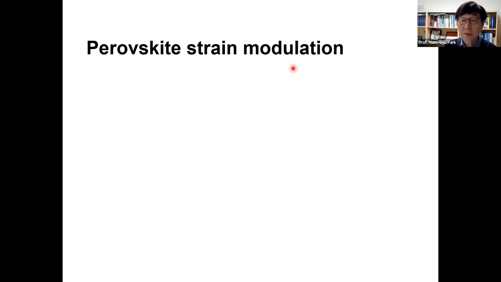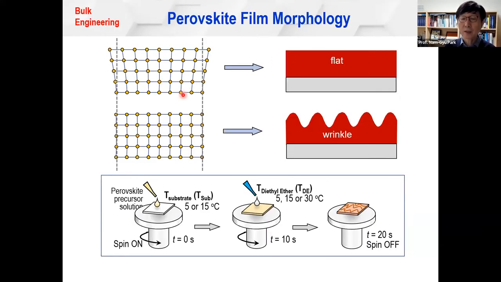Finally, I'd like to mention the perovskite bulk structure strain modulation. When you make the perovskite, the surface is different from the substrate because a kind of tensile strain happens at the surface. And then if you manage the surface structure, you can make a wrinkle morphology. This wrinkle morphology can actually be formed by controlling the diethyl ether anti-solvent temperature or the substrate temperature. The diethyl ether temperature is very important.